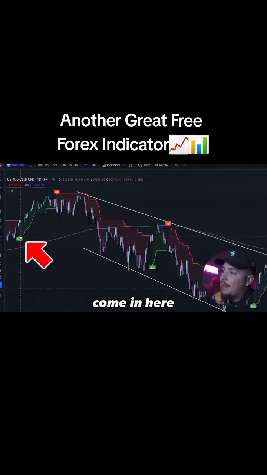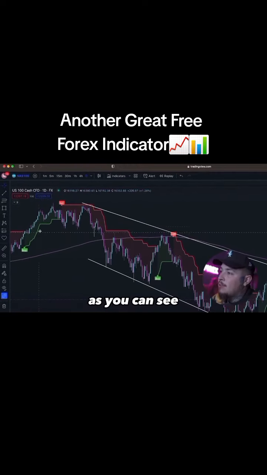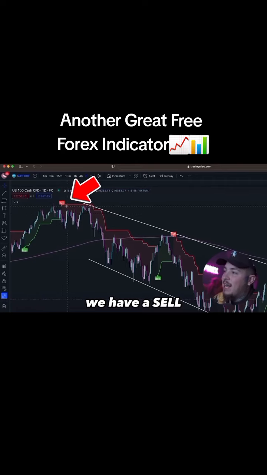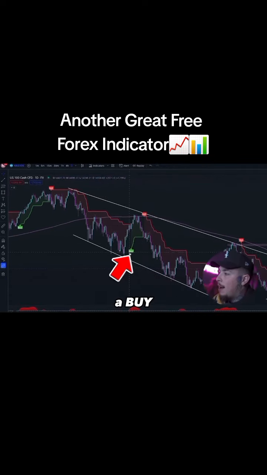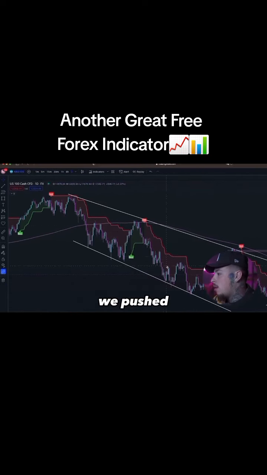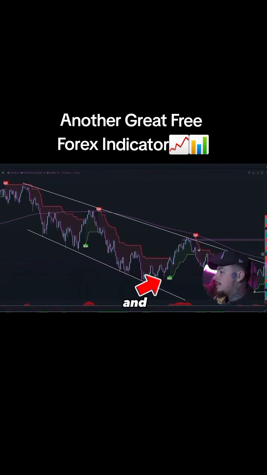So we have a buy come in here, which means we're in a bullish market. As you can see, we did push up. We have a sell come in here. We're in a selling market, and as you see, it did push down. A buy, we pushed up, and a sell, we pushed all the way down. A buy up and a sell here.